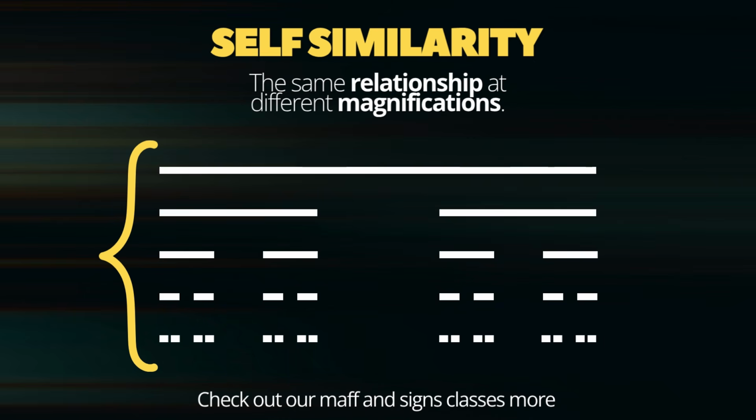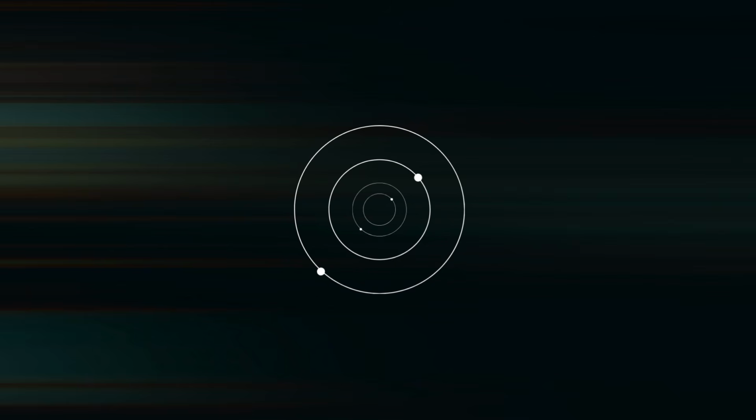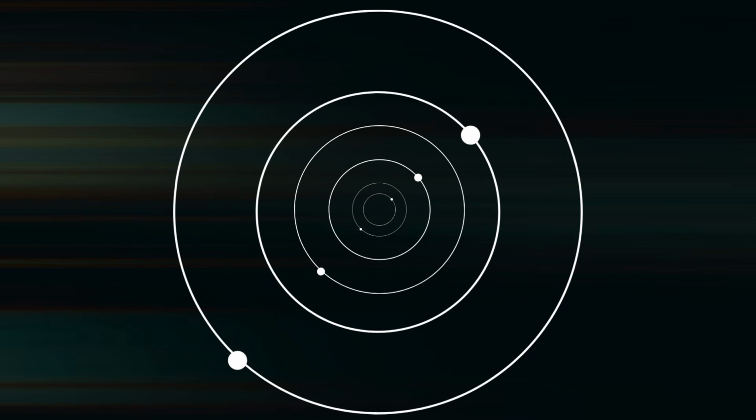Self-similarity is around us all the time. Look at the way electrons orbit a nucleus, the way that the moon orbits the Earth, the way that the Earth orbits the sun, the way that our sun and our solar system orbit within our galaxy. And you see the same relationship expressed at different magnifications, dramatically different magnifications, right? That's self-similarity. Very cool stuff.